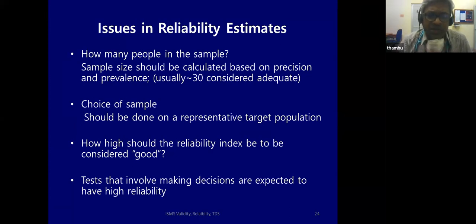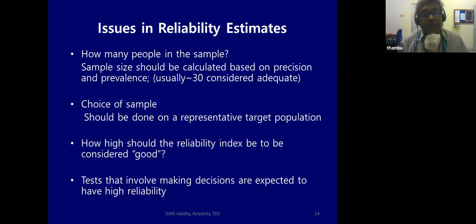Now, some of the issues in reliability estimates, first is sample size. There are some calculations which can be done for reliability, validity, and sample size. I can't explain those to you, but Dr. Jason will be the correct person to ask for that. The sample size calculation is based on the precision you expect, how much precision you want in your final estimate, and also the prevalence of disease. These are the 2 important variables that go into sample size calculation for reliability. A general rule of thumb is if you have 30 subjects, then that's adequate.